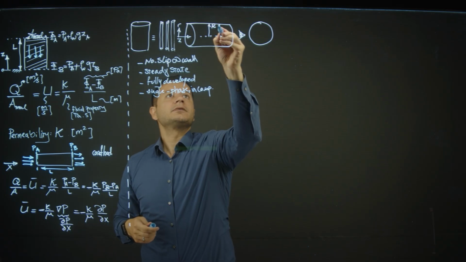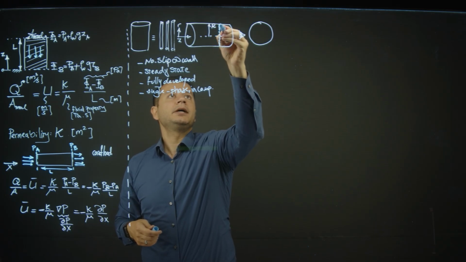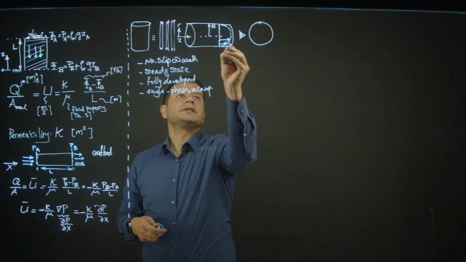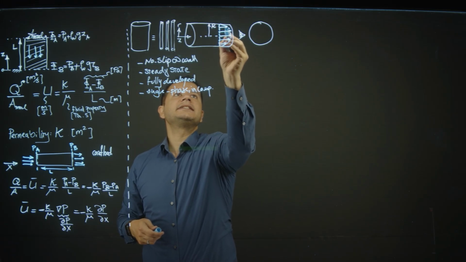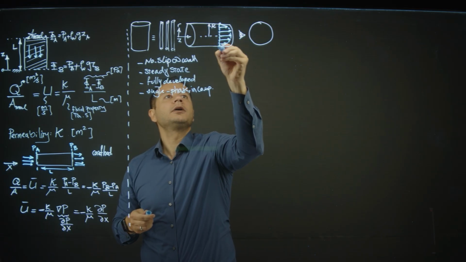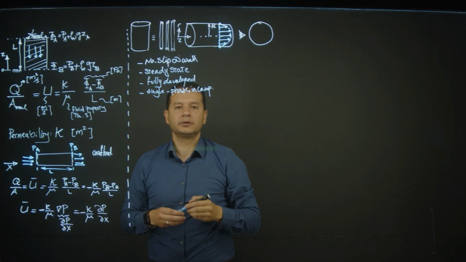So this is a cross section, for example. The velocity profile will be given like that. This is V parallel to the Z axis. And it becomes zero when it touches the rock or the tube wall.